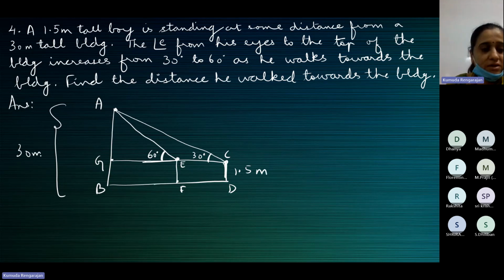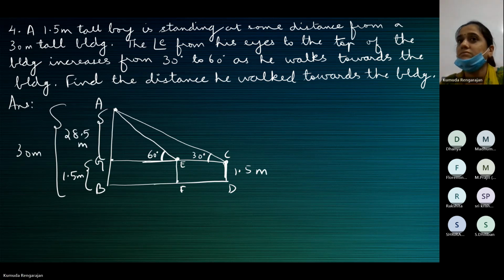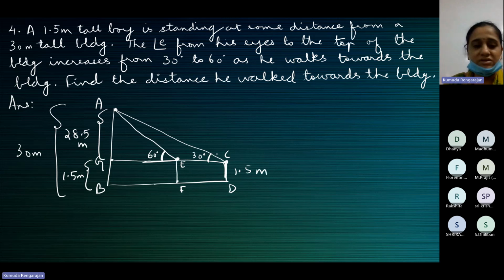This is 30 meters, but since this one is 1.5, the rest of it will be 28.5 meters. Everything is in the diagram, you understand, right? Because CD is 1.5, BG is 1.5. The height of the building stands from the ground. This is the foot of the building, B. This is the top of the building. AB is 30, but in AB, this portion GB is 1.5. So the rest of the building, AG, will be 30 minus 1.5, 28.5.